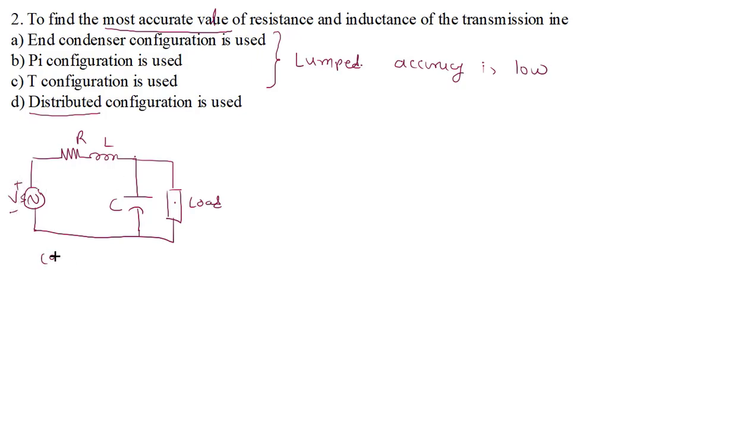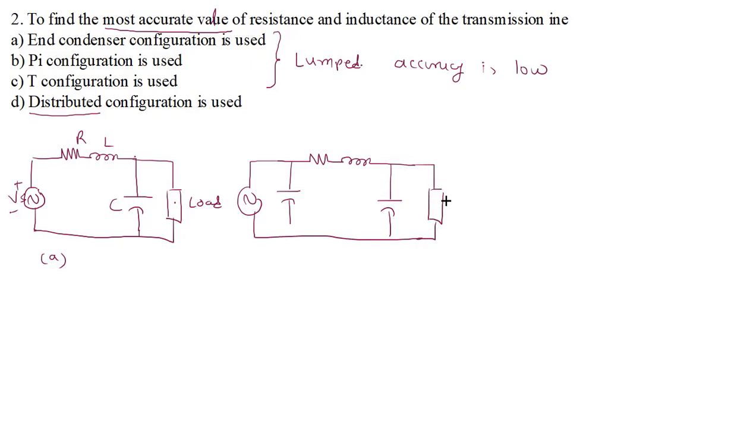So this one is our first, that is the end condenser configuration. What about nominal pi? In the nominal pi method, the series parameters R, L are assumed at the middle, whereas the shunt parameter, that is the capacitor, is split: half of the capacitor is assumed to be present at the sending end and half at the receiving end.